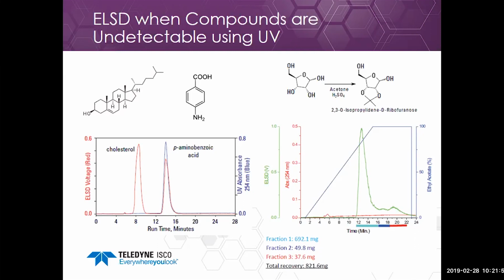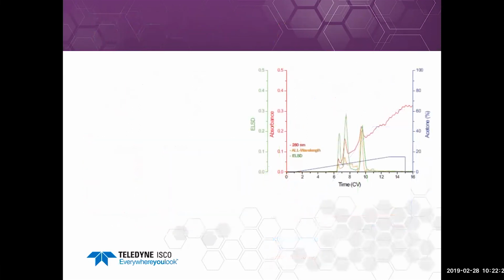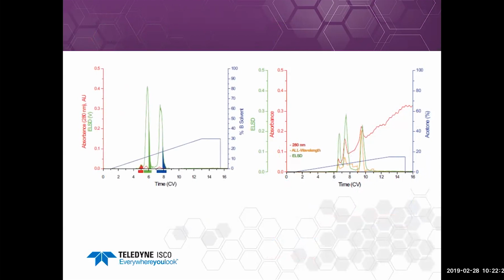But if we look at the ELSD, we do get a very strong signal for the first peak, and we're actually able to get 3 different fractions there and recover 821 milligrams of the sample. So this is just from a crude synthetic mixture on our flash system. So you can see the benefit of having the ELSD when you have no UV chromophore to detect in the UV spectrum.